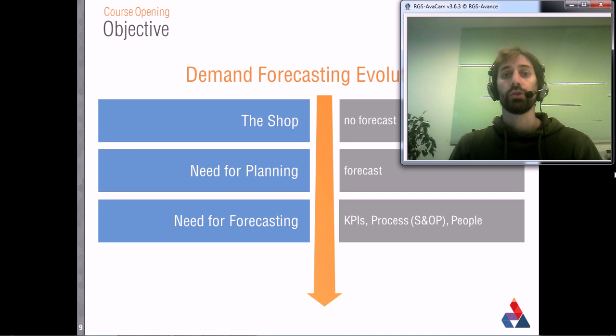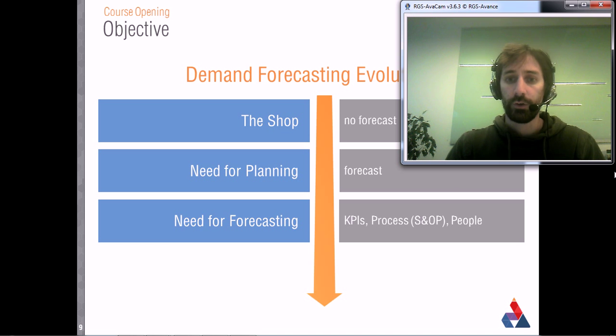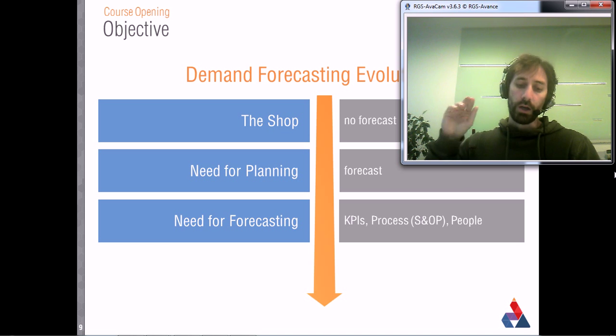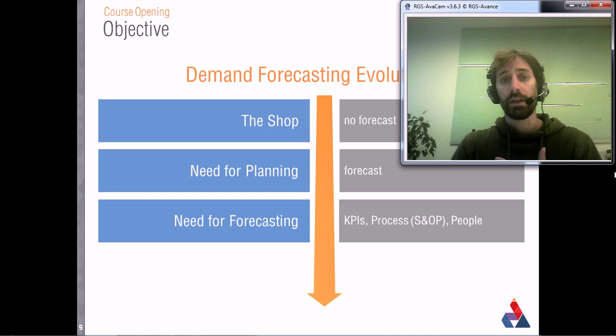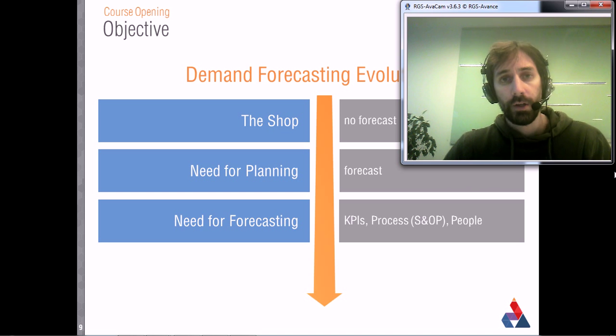So now, yes, you start measuring your forecast and you bring in the key performance indicators, these KPIs. You bring a process like the S&OP process or the IBP process, and you start getting people and training people, and you start generating roles like the demand planning role. Not all companies have demand planners.